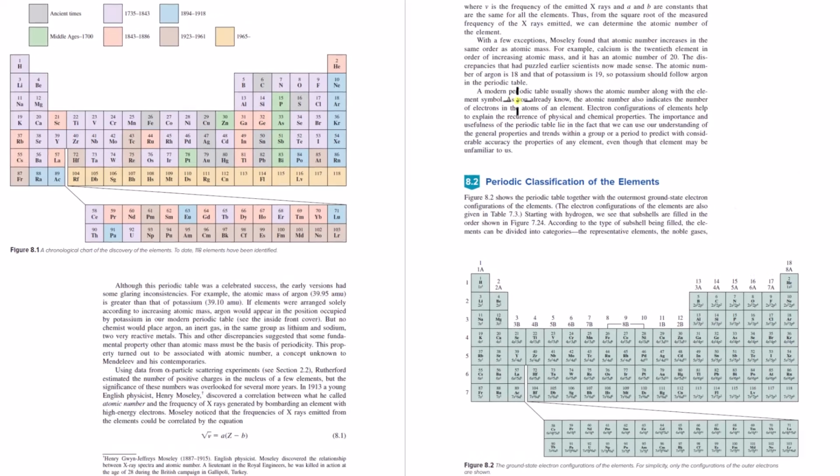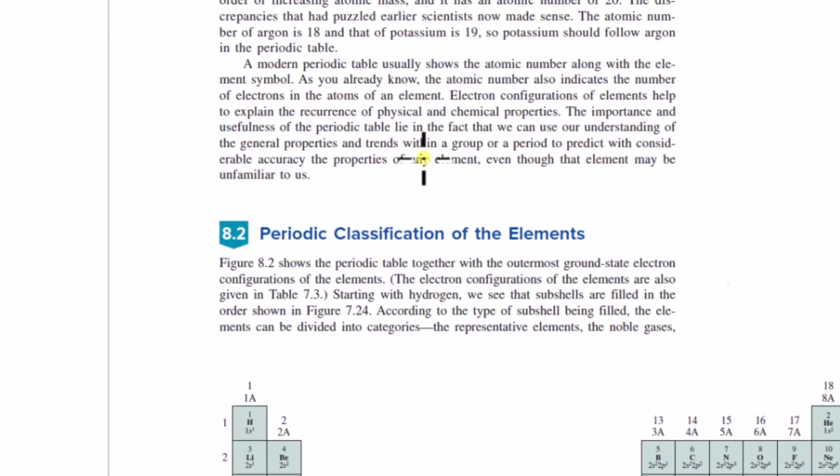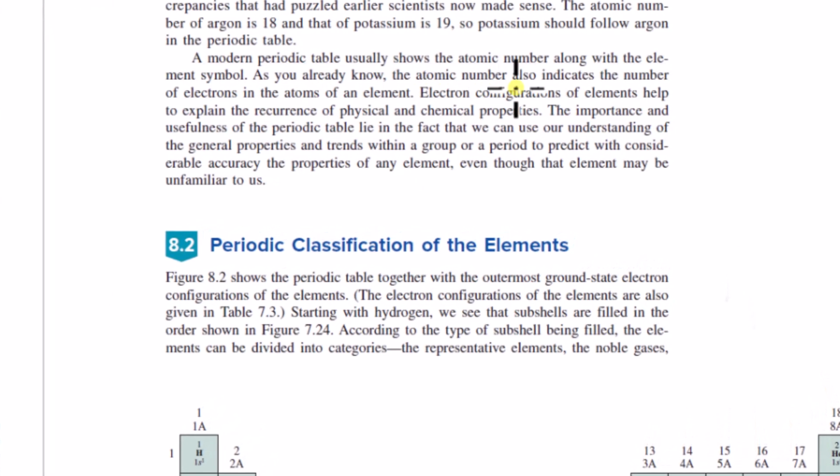Okay, so a modern periodic table usually shows the atomic number along with the element symbol. As you already know, the atomic number also indicates the number of electrons in the atoms of an element. Yeah, because the charges need to balance. Electron configurations of elements help to explain the recurrence of physical and chemical properties.